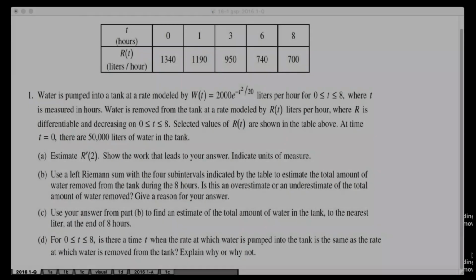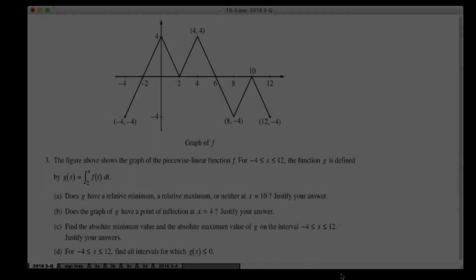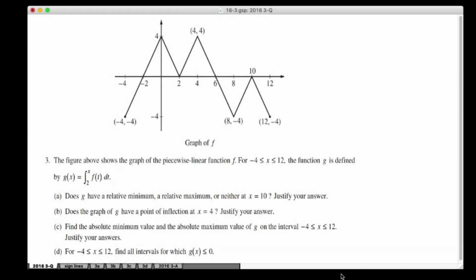This is Calculus AB 2016 AP Exam question number 1. This is Calculus AB 2016 AP Exam question number 3.